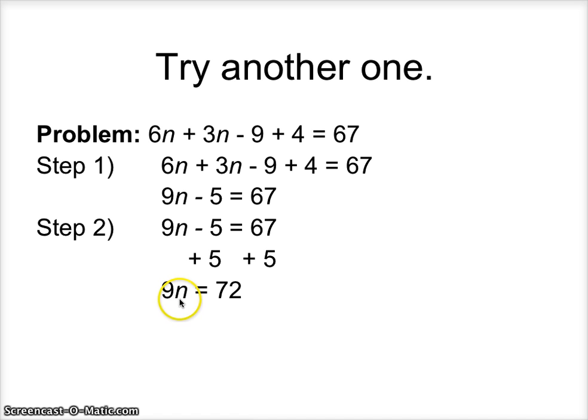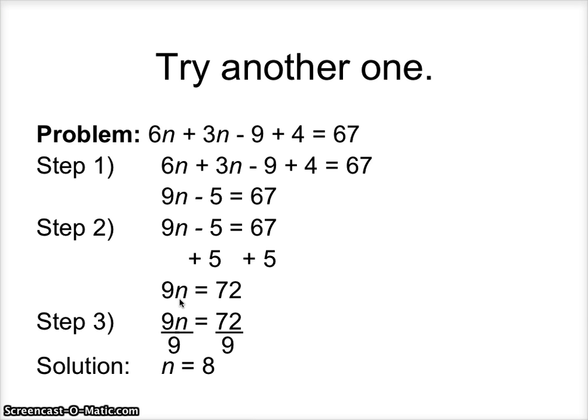I'm going to isolate it by dividing both sides by 9. 9 divided by 9, that's 1. They go away. 72 divided by 9, that is 8. I hope you got it right. I hope you did well.